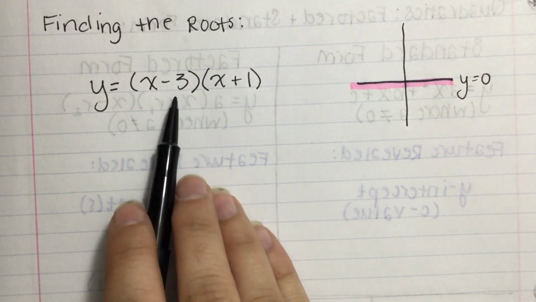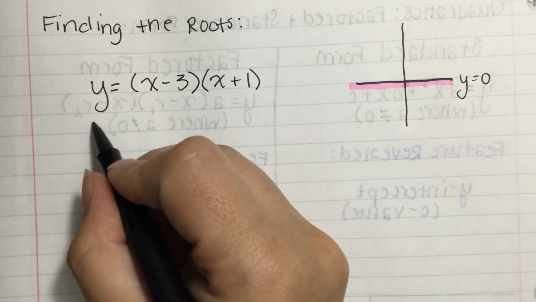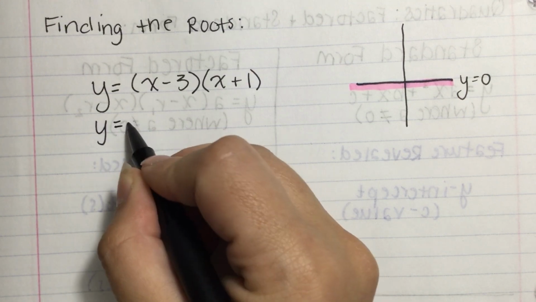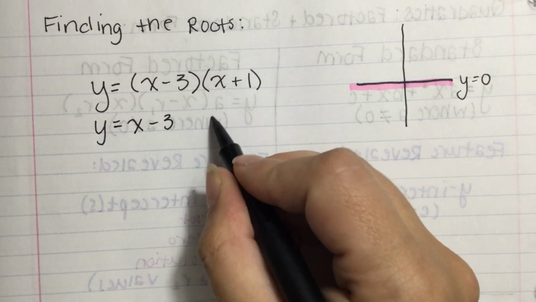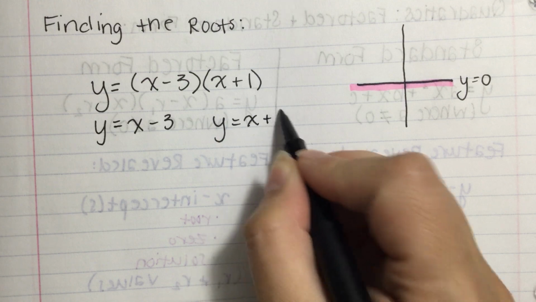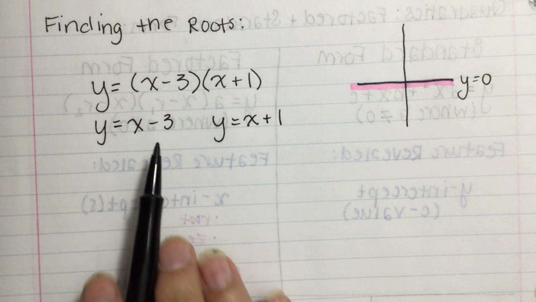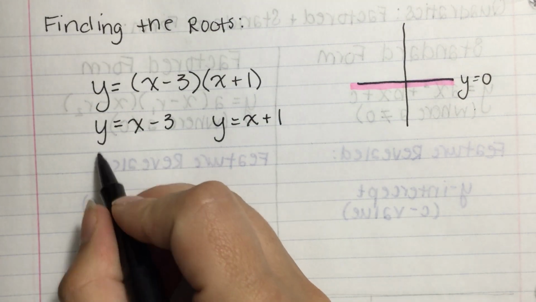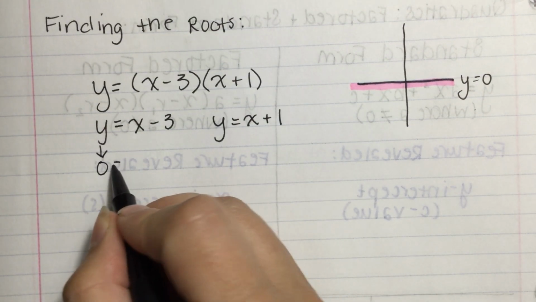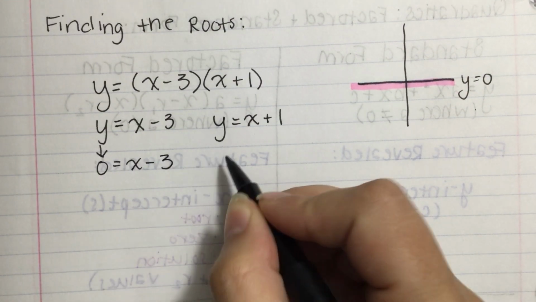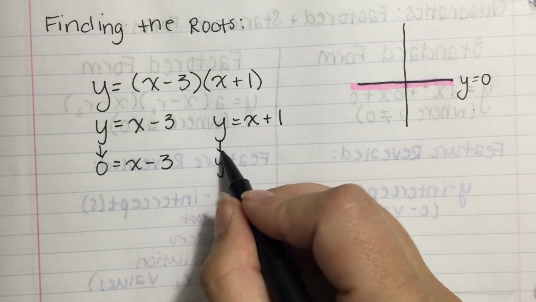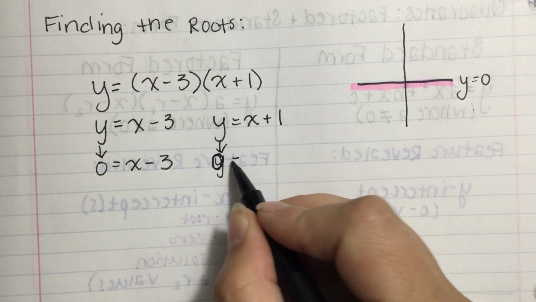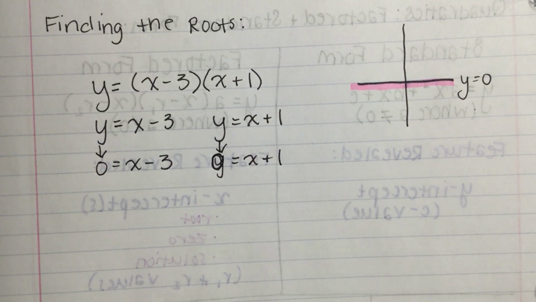So we're going to take both of my equations and we're going to set them as y equals x minus 3 and y equals x plus 1. And I want to know what is the value when y is 0. So I'm going to replace y with 0. Whoops, it's supposed to be 0. And my job is to solve backwards for x.